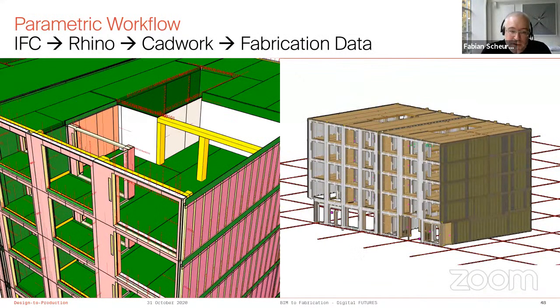So this is a look into the model. There's the detailed Rhino 3D model on the left-hand side and the fabrication model in CAD work on the right-hand side. This is 5 stories out of 8 stories in 1 out of 8 building sectors that we planned. So you can imagine what the whole model looks like.